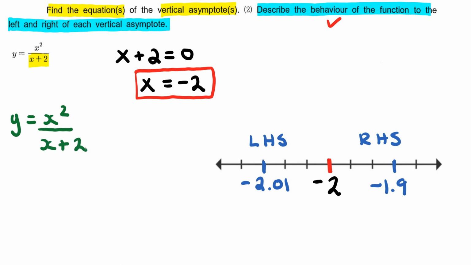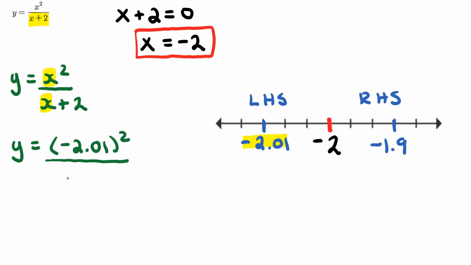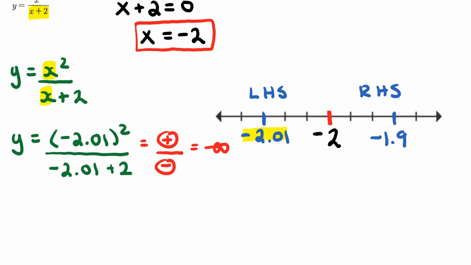And if I take a look at the left-hand side, I'm going to take the value of negative 2.01 and we're going to do a direct substitution step here. Okay, so if I do that, I get negative 2.01 all squared. And then on the denominator, I get negative 2.01 plus 2. Okay, so if I look at the signs here, the numerator will always be positive, and the denominator in this case will be negative. So it looks like I approach negative infinity from the left-hand side.